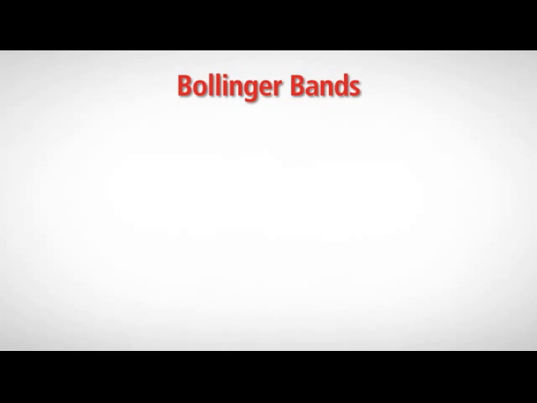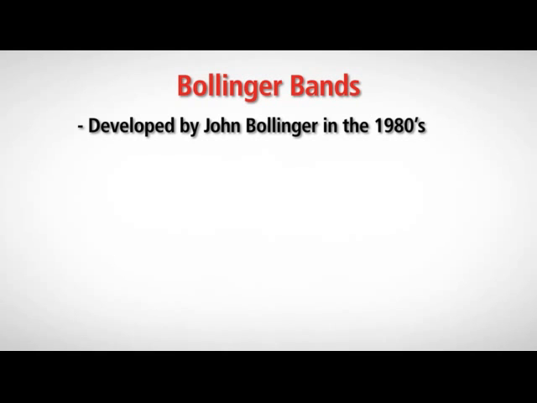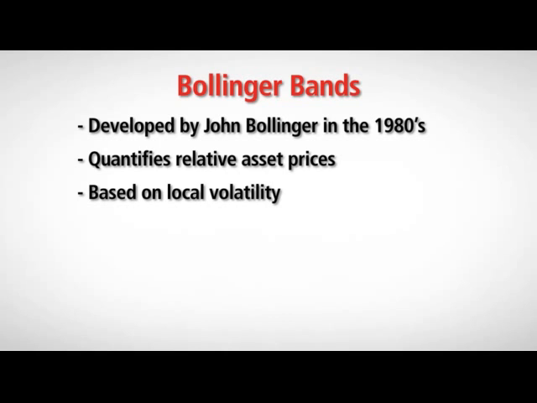Let's talk about another indicator called Bollinger Bands. Bollinger Bands is a technical indicator that was developed by a guy named John Bollinger, that's why they're called Bollinger Bands, in about the 1980s. And he was trying to quantify relative high and low levels of assets so that he could buy at relatively low levels and sell at relatively high levels. And he found that just looking at price charts didn't give him enough insight. So he developed this indicator based on price level and local volatility.